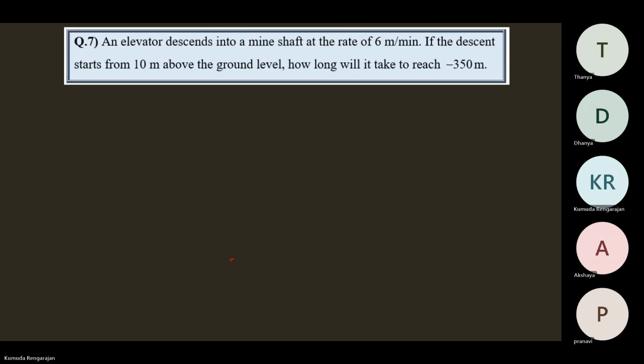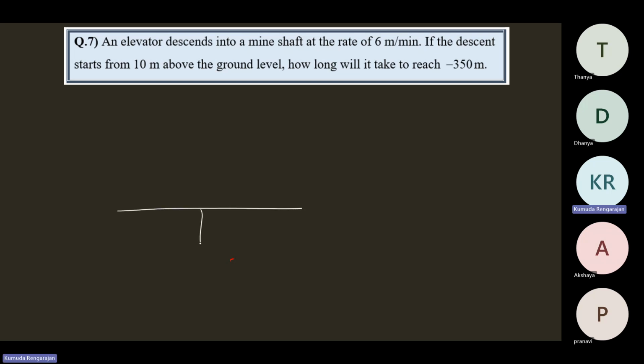Let's answer this. An elevator descends into a mine shaft. So a mine is below the surface of the earth, right? Mining activity. The earth is dug and it happens below the surface of the earth. An elevator, so a lift, descends, meaning it goes down, into a mine shaft, a place where mining activity takes place below the surface of the earth. So say this is the surface of the earth.